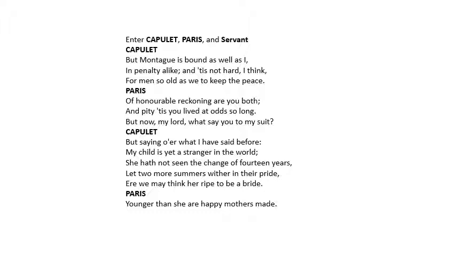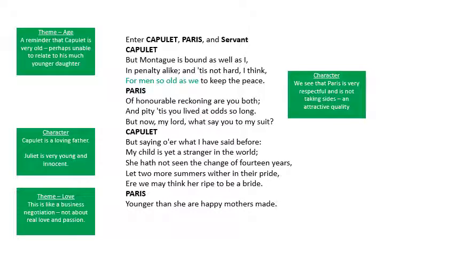I think we should make a few notes for AO1 here now. So the first thing there at the top of the lines, on line 3, which is interesting, is that we see the theme of age be mentioned. Capulet says that him and Montague are both old men. It's a reminder that Capulet is very old, and therefore perhaps unable to relate to his much younger daughter. Juliet's age comes up a little bit later on. She's not even 14 yet, and given what happens in the story, that might be relevant.